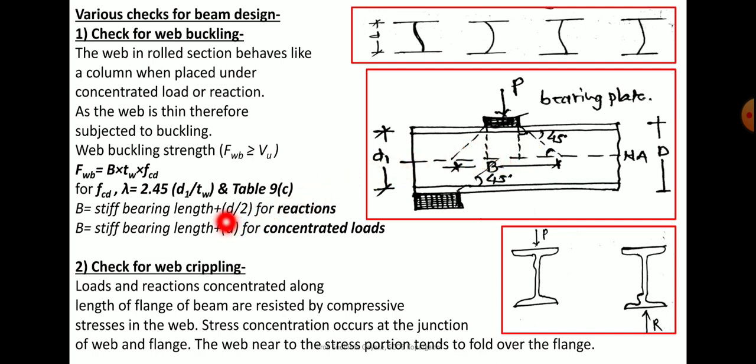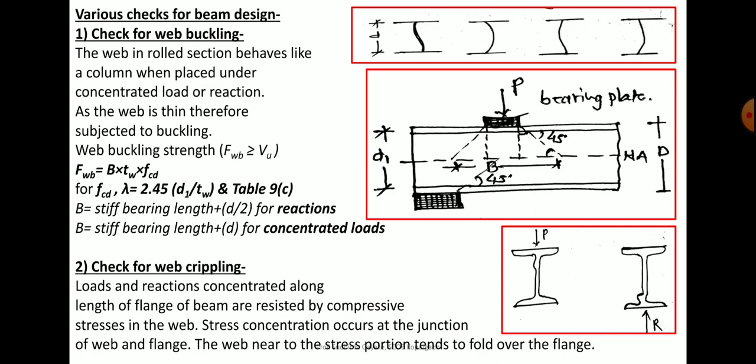So here in case of strip bearing length, either the strip bearing length will be mentioned in your problem, or you may assume that value to be 100 to 150 mm. So for reactions, you assume strip bearing length plus half of the depth, and for concentrated load, strip bearing length plus one complete depth.